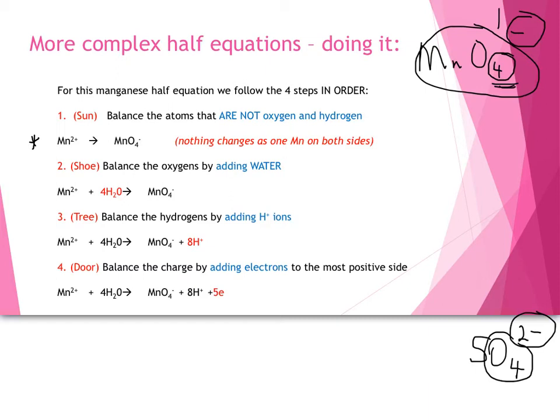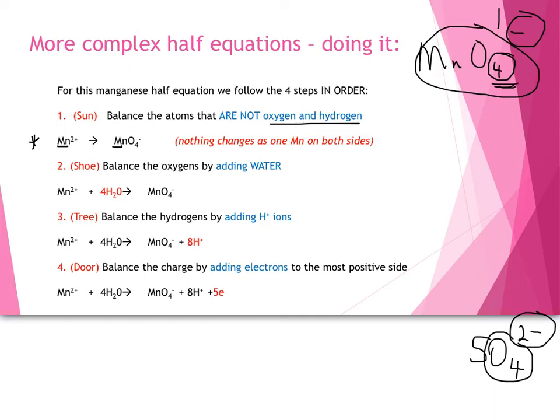Okay, so first step, one sun. Remember, you're picturing a sun, and you're saying that we're balancing anything that's not hydrogen and oxygen. So on this side, the only element there is Mn, manganese, and there's one of them. On this side, there's only one of them also. So step 1, nothing changes.